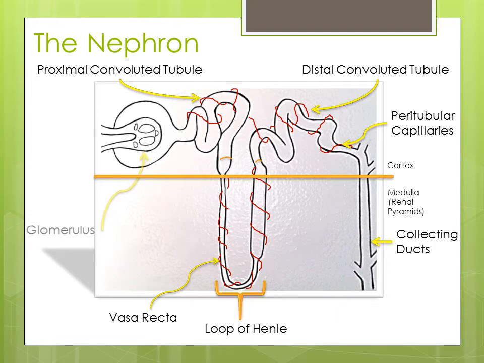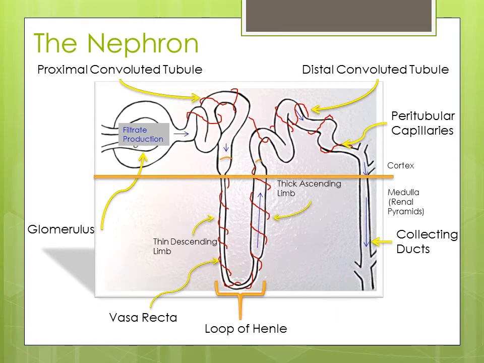The nephron consists of the glomerulus, the proximal convoluted tubule, the loop of Henle, and then the distal convoluted tubule. The glomerulus is the site of filtrate production. The proximal convoluted tubule is the most metabolically active and is where 60 to 80% of filtrate volume is reabsorbed. The loop of Henle consists of the thin descending limb and the thick ascending limb, which are involved in the determination of urine concentration. The distal convoluted tubule is involved in the fine-tuning of urine. Both reabsorption and secretion occur here.